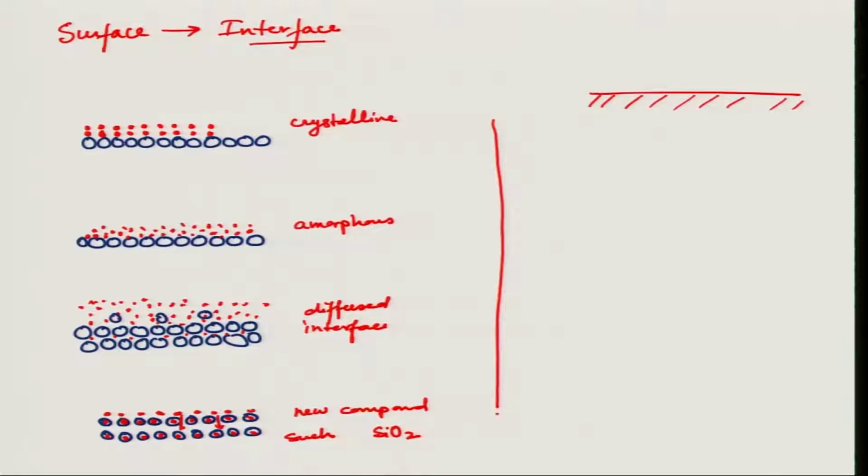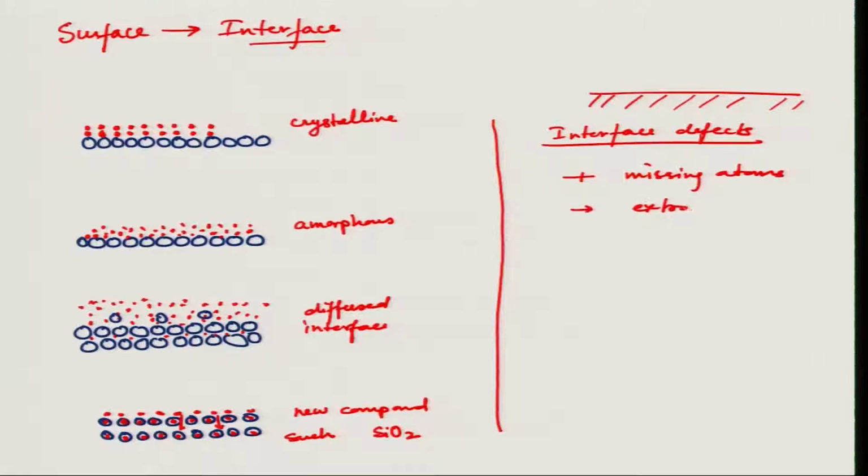Along with these interfaces, you might have interface defects. Various kinds of interface defects might be present. It could be missing atoms. If it is a perfectly crystalline arrangement, then you can have some atoms missing in between, or you can have extra atoms which are just there. You can still have some dangling bonds at the interface.